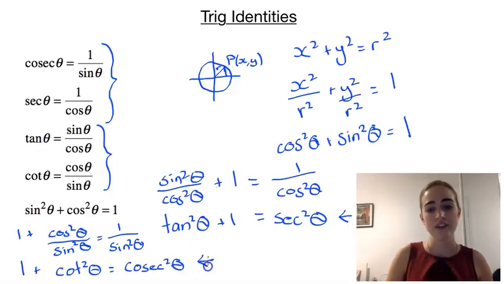Okay, so those are our 3 Pythagorean identities. You only get the first one in your formula sheet, but you can figure out the other 2 from there.